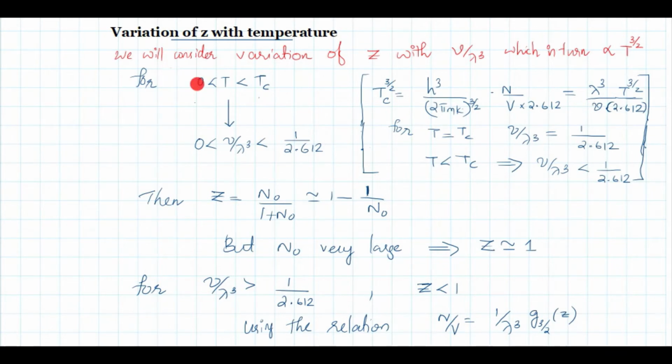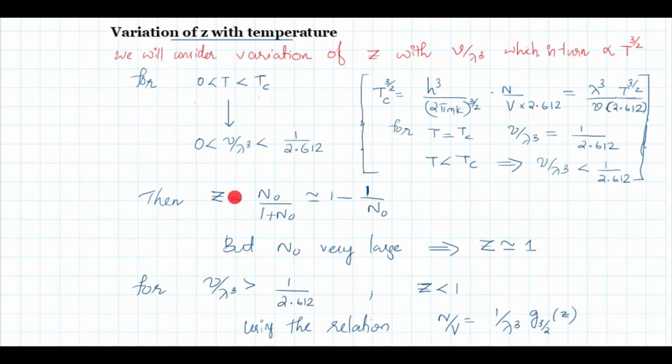So we got the two limits. When T equal to 0, V by lambda cube is also 0. When T equal to Tc, V by lambda cube is 1 by 2.612. So T between 0 and Tc implies that V by lambda cube is between 0 and 1 by 2.612. What happens in this range?